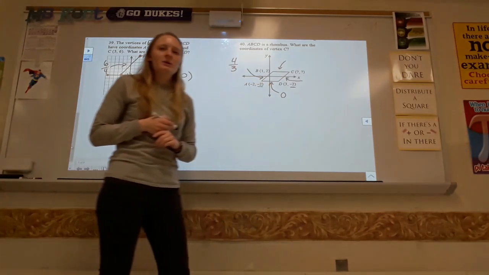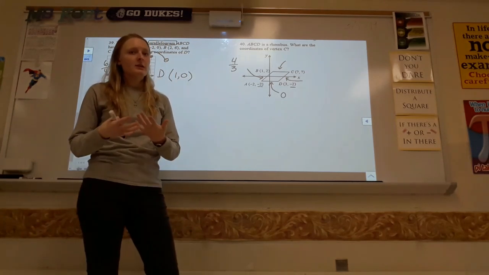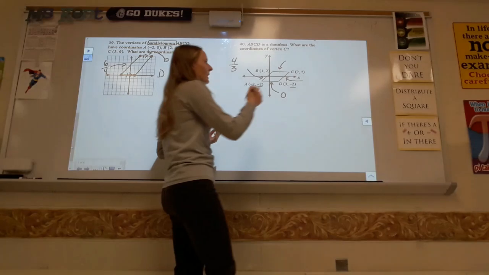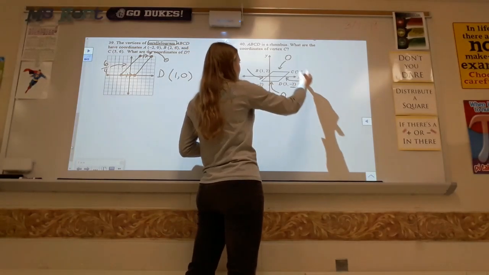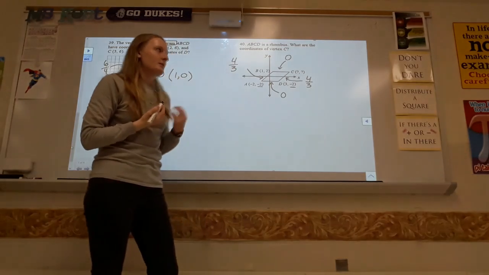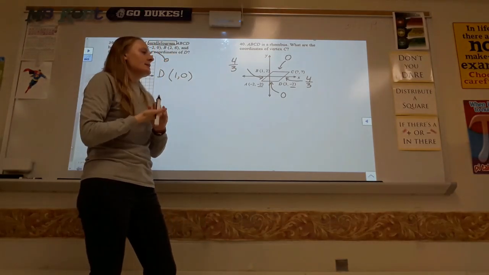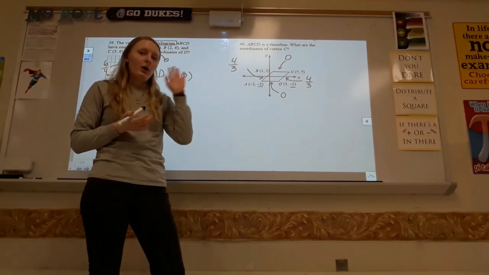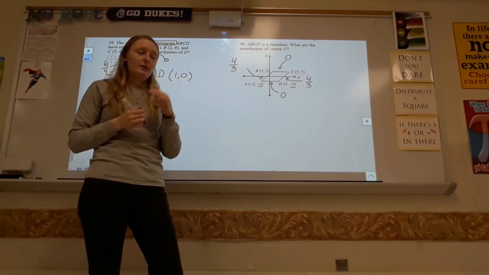But remember, for a rhombus, I want it to be a parallelogram. That's the first thing that I need to make sure is happening. So the slopes do need to be the same. I need this to be a slope of 0, and I need this to be a slope of 4 over 3. That needs to happen because this is a parallelogram. In addition to it being a parallelogram, I also need the sides to be congruent. Remember, all 4 sides should be congruent for it to be a rhombus.